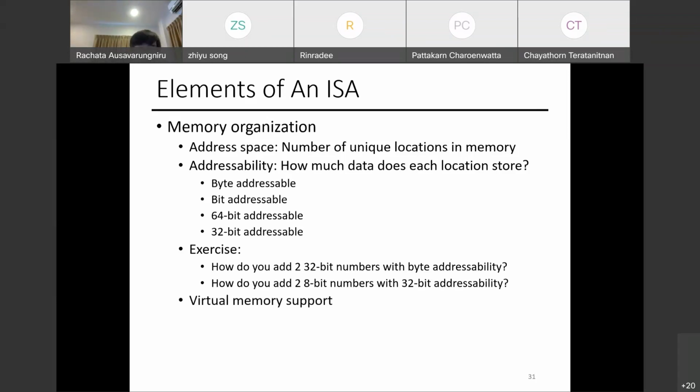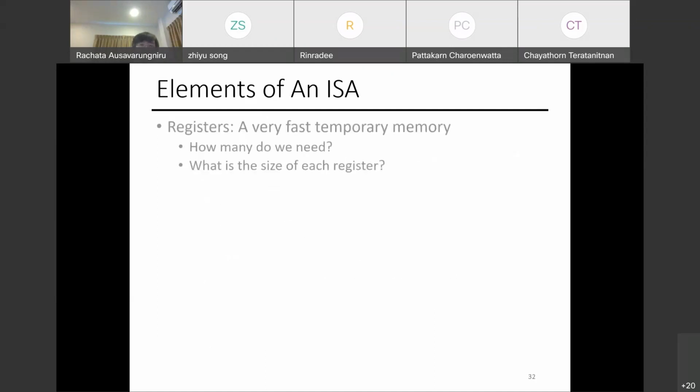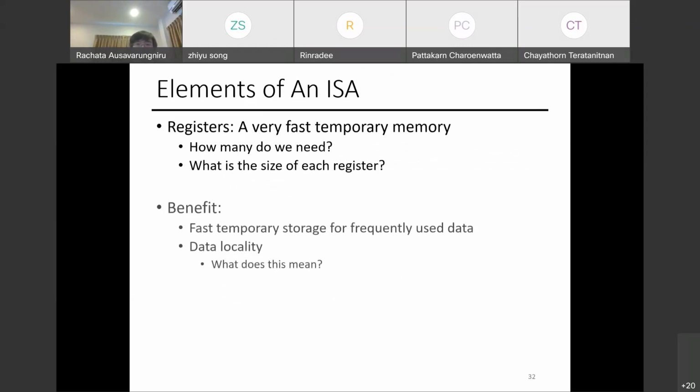There's also virtual memory support, which defines how you're going to deal with virtual memory. There's the issue of big versus little endian, also discussed earlier in the system class. What else? How many registers are you going to have? How big is the register? It's 32 bits, 64 bits, 16 bits.